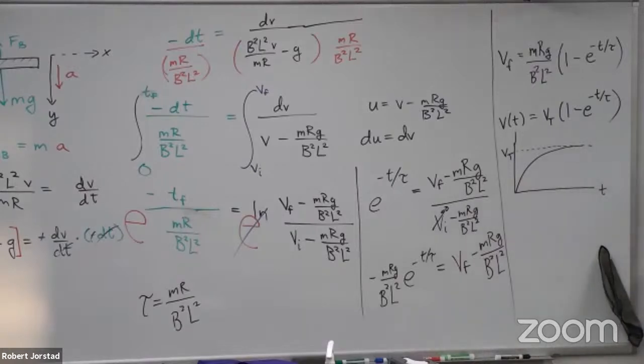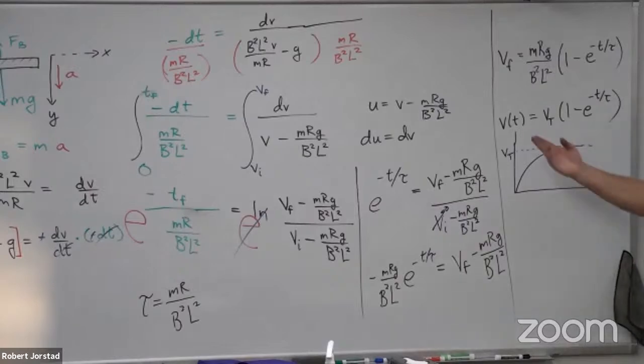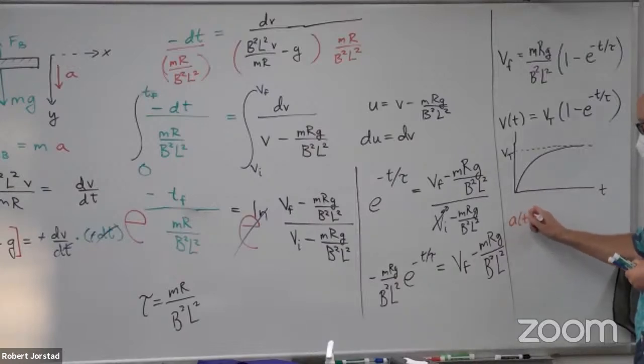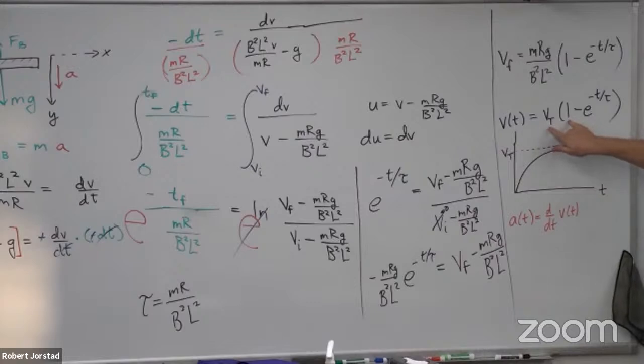Okay. What about the acceleration? How can I get acceleration from this? Well, you spoke up. Do it. What do you get when you take the derivative of this? Right? I could take the derivative. What do you get when you take the derivative of this term? What's the V terminal? That's a constant. That's your max speed.